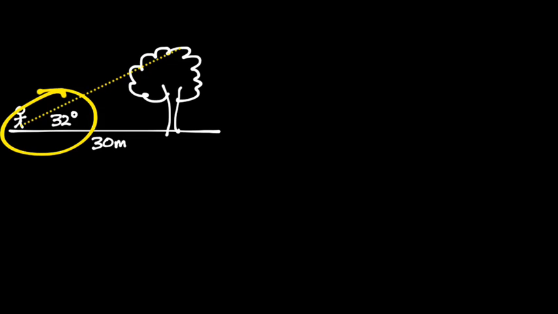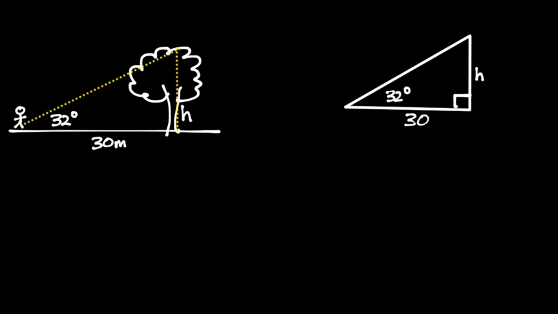So let's do that. Let's have a look at a typical kind of problem. We've got a guy who's 30 meters from the base of a tree. The angle of elevation, in this case because it's elevating, looking up, is 32 degrees. And we want to know what is the height of the tree. Let's take that and we'll draw a nice simple little diagram that we can work with.